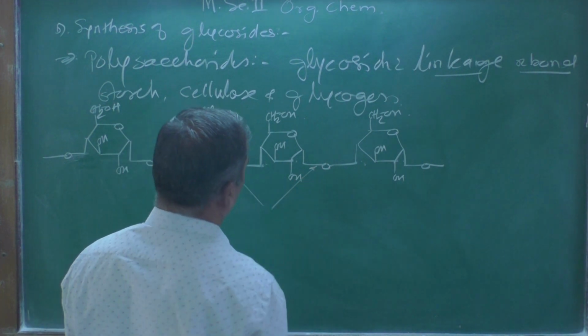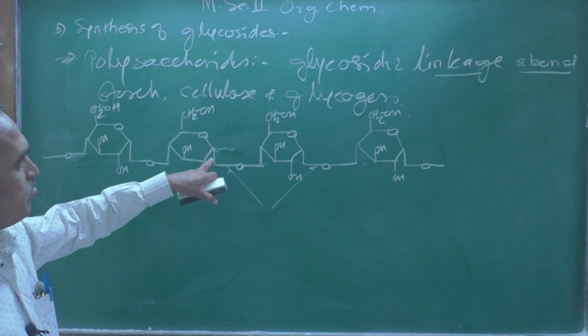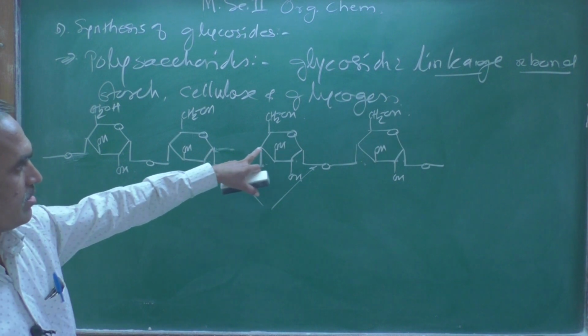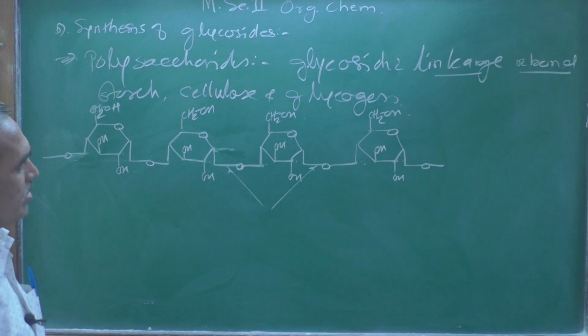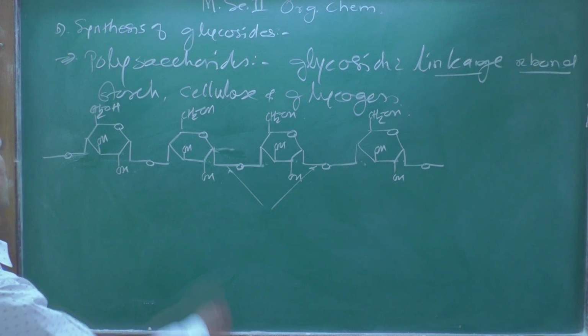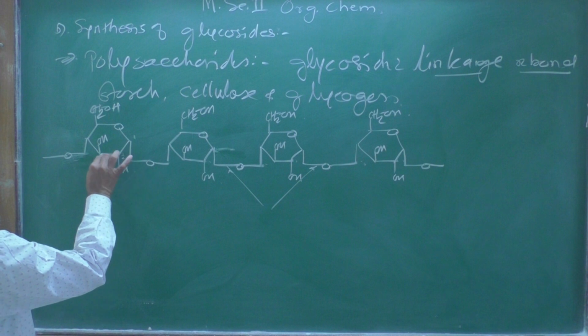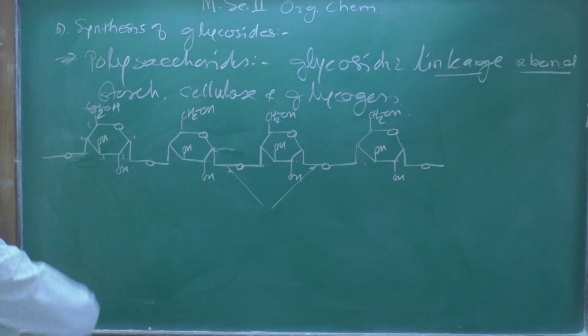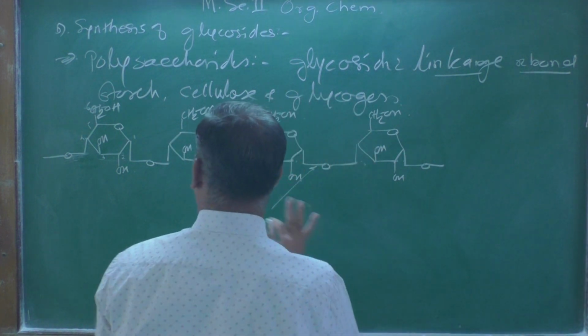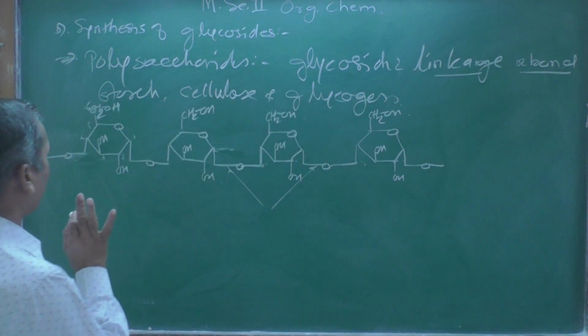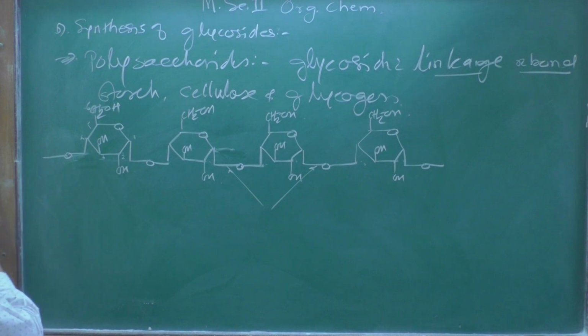This linkage is generally, look here, the below side is the beta side, here also beta. So beta side at 1 and 4 position, as we know this is 1, 2, 3, 4, 5 and 6. This is the framework of that D-glucose, and this is alpha D-glucose.